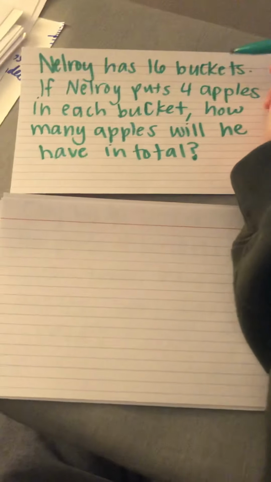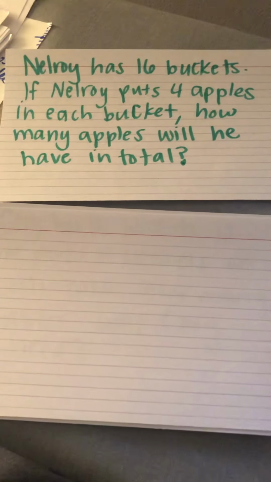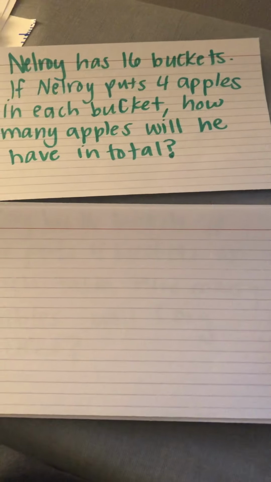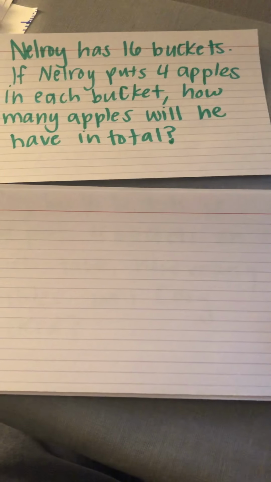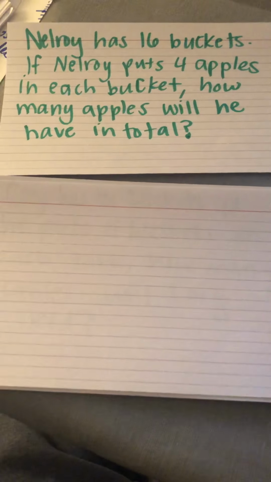Nelroy has 16 buckets. I'm going to just read through this. If Nelroy puts 4 apples in each bucket, how many apples will he have in total? Okay, now I'm going to read it and visualize while I annotate.